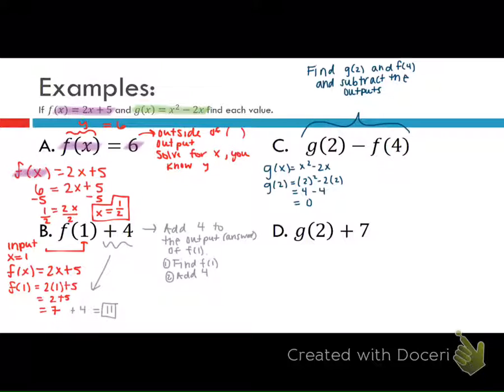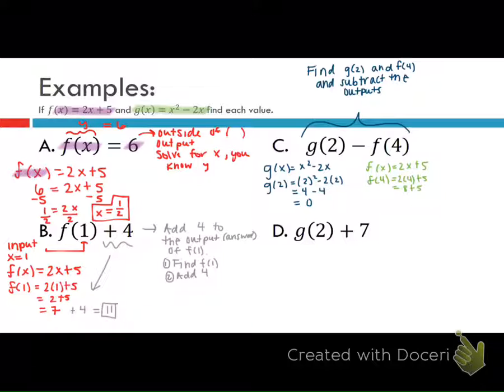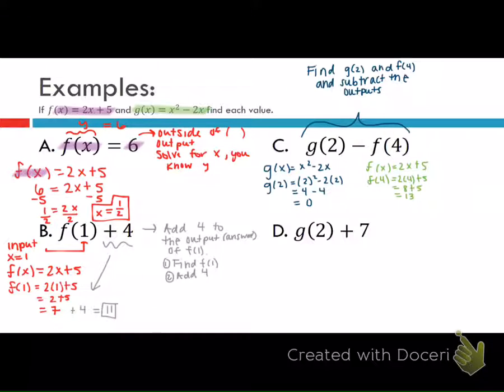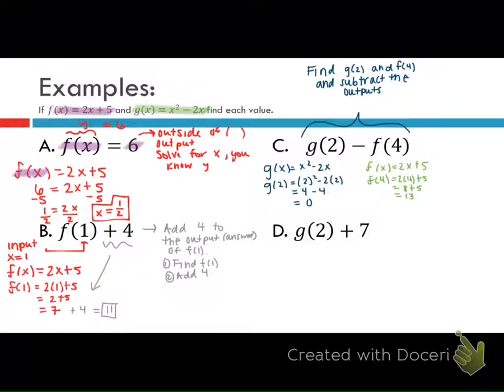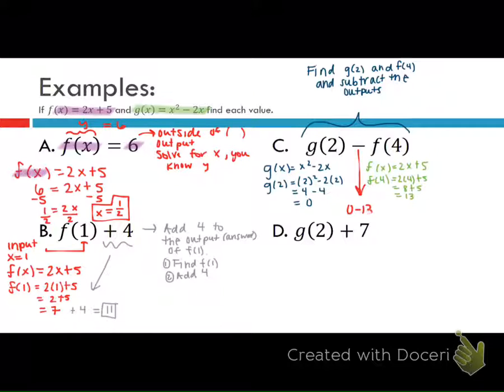Miguel, how would I find f of 4 if f of x is equal to 2x plus 5? So how would I find f of 4? What would I do? Times 2 by 4 and then add 5. Good, 2 times 4 plus 5. So what are we going to have to do still with those two pieces? Riley? Subtract them. So we still need to use this subtraction sign. So 0 minus 13 equals negative 13.